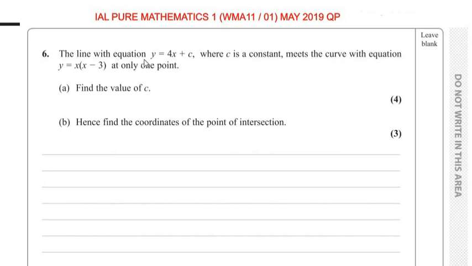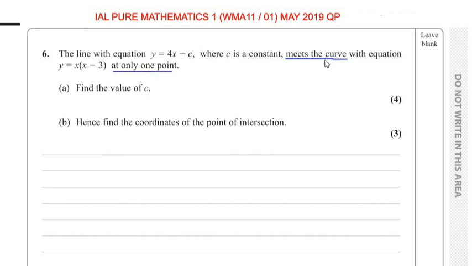The line with equation y equal to 4x plus c, where c is a constant, meets the curve with equation y equal to x times x minus 3 at only one point. Find the value of c.